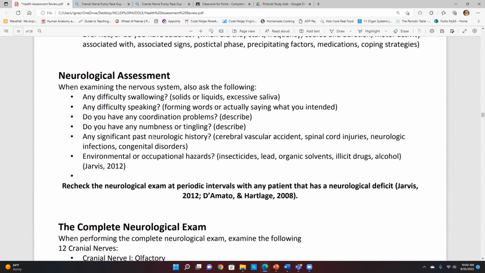When we are also looking at the neurological assessment, we want to find out, do they have any difficulty speaking, swallowing, coordination, numbness, tingling? Because that all deals with our nervous system.